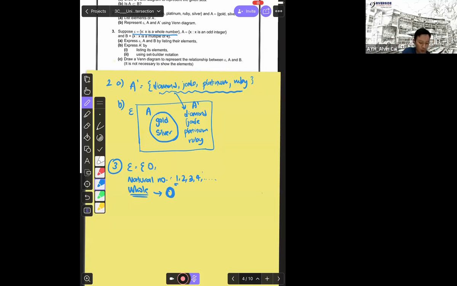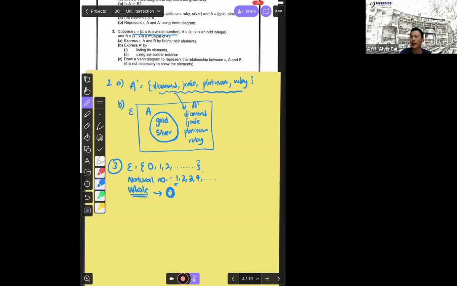So therefore, this particular question is 0, 1, 2, on and on. So there's no upper limit. So we will just put ... as an indication that it goes on and on.